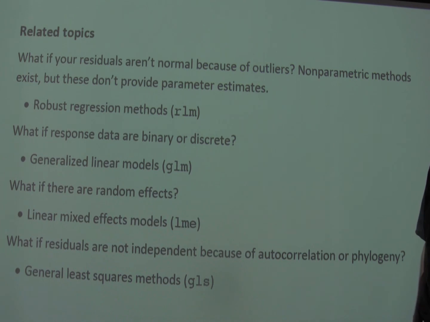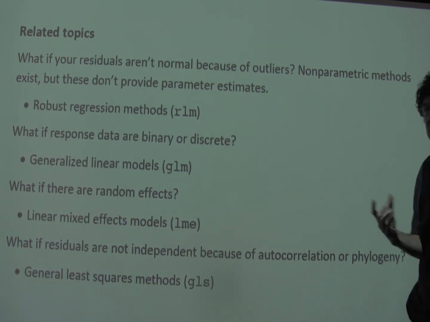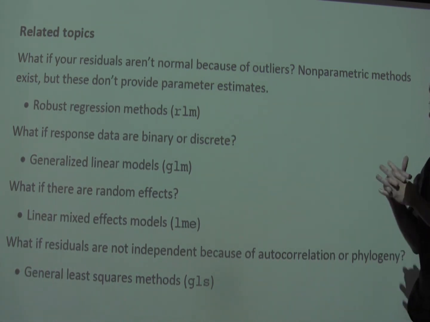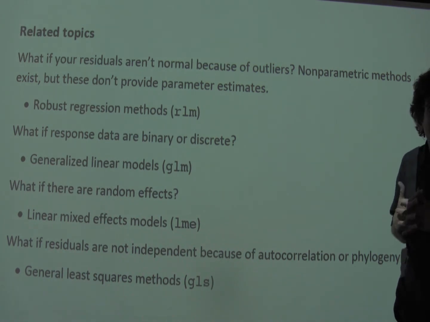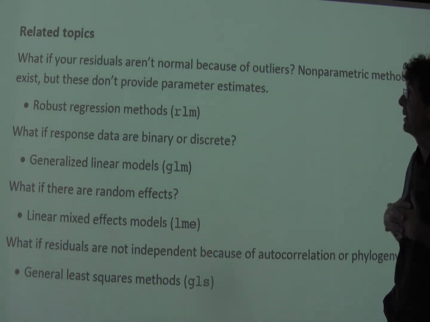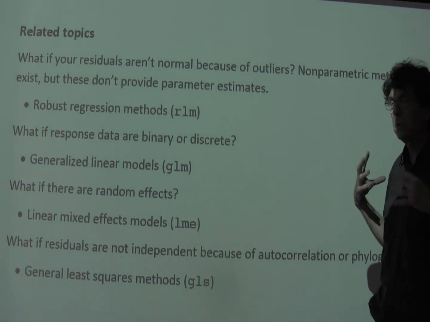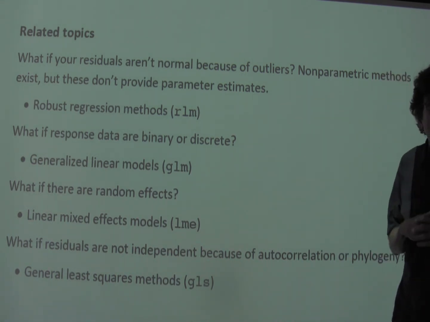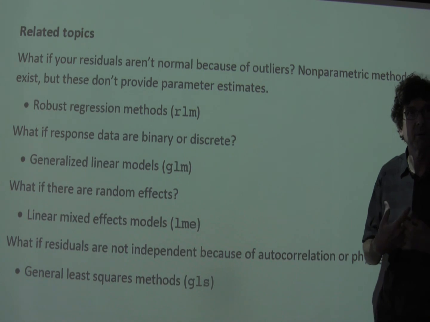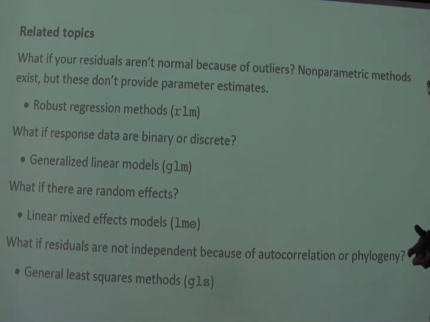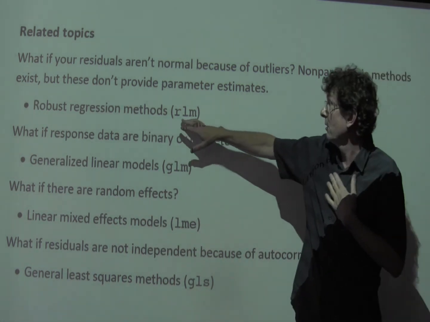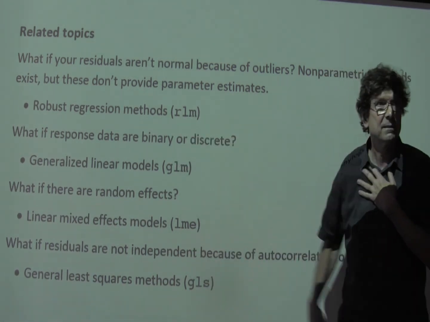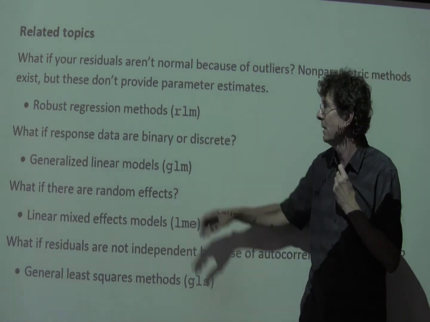Just to end, I want to point out what if you don't meet these assumptions? We're not going to go through most of these methods, although we'll talk about some of them, but I just wanted to show you that once you get used to the linear models approach, there are extensions in R that use more or less the same framework and behave in a very similar way, but can handle other situations. So, if you have outliers and things, there are robust regression methods available in R.